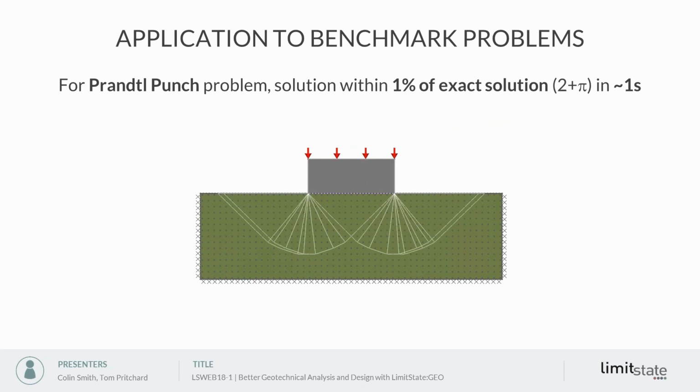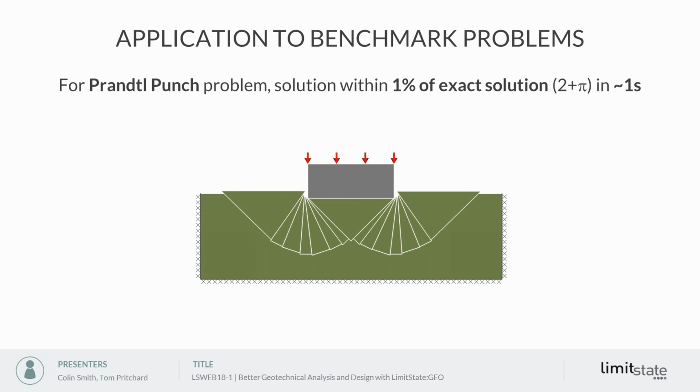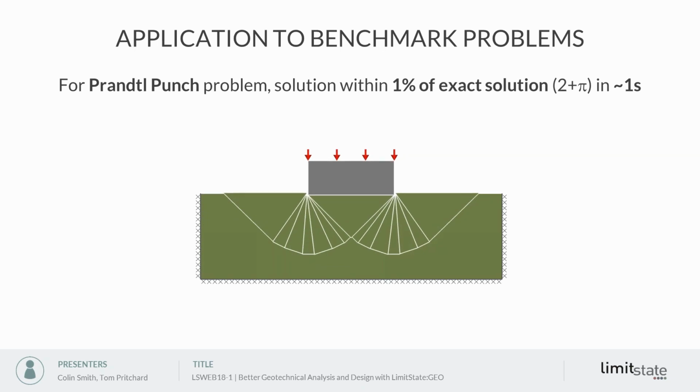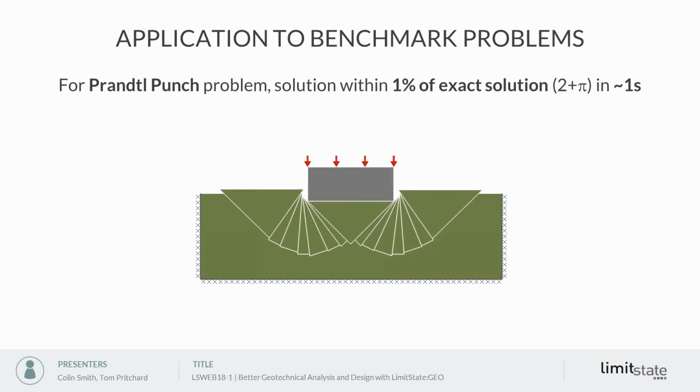We've applied this to many, many benchmark problems. So for the classical pyramidal punch or footing on a clay soil problem, you get within 1% of the exact known solution in under a second, and you can see that classic fan zone solution in this case.